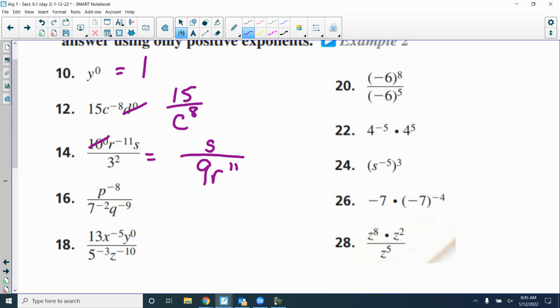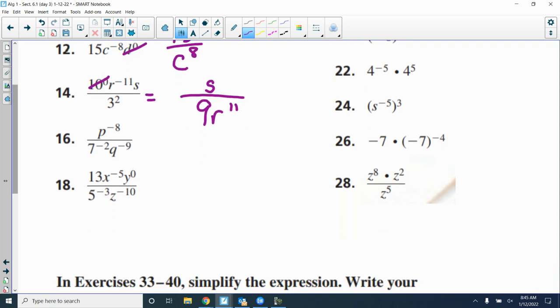Okay? Everybody look at 16. What do you notice about 16, guys? What do all the variables and the number 7 have there? They all have a what attached to them? An exponent that is negative. So everything there has to do what, Austin? Everything there has to switch location.